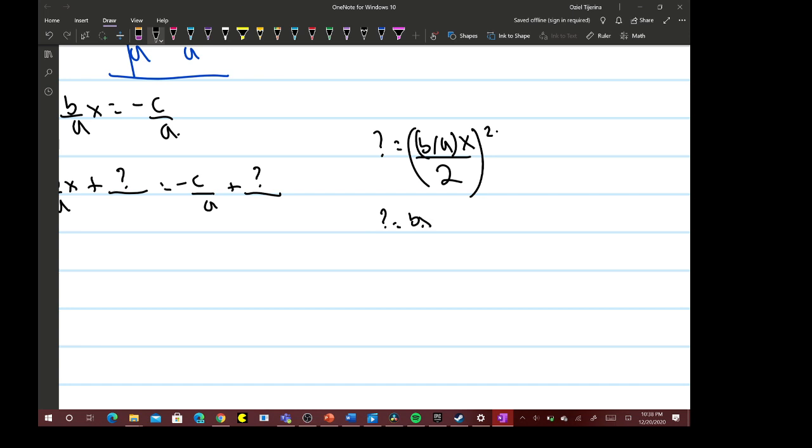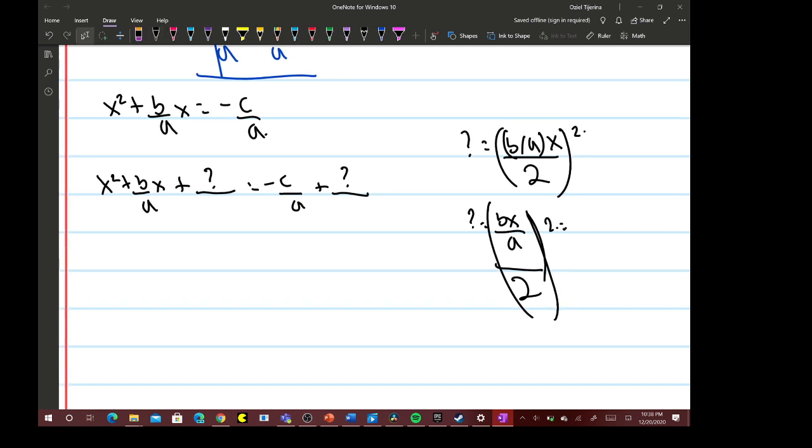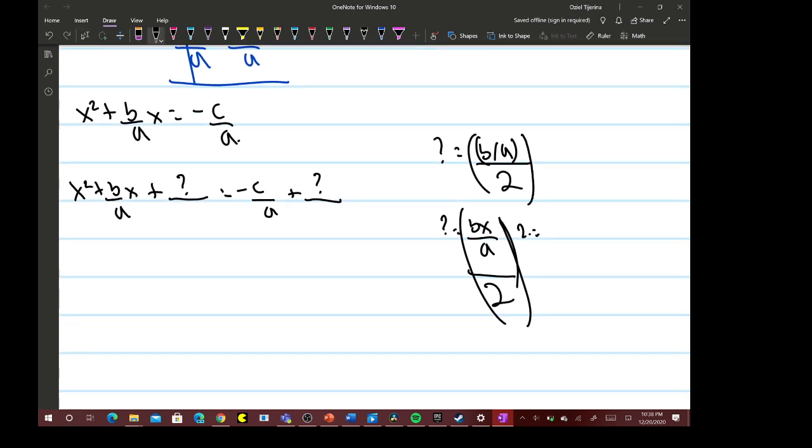This is b x over a over 2 squared, or excuse me, not b over a x. It's going to be b over a, sorry, b over a over 2 squared, because it's basically your second term over 2, quantity squared. That's going to be your third term.